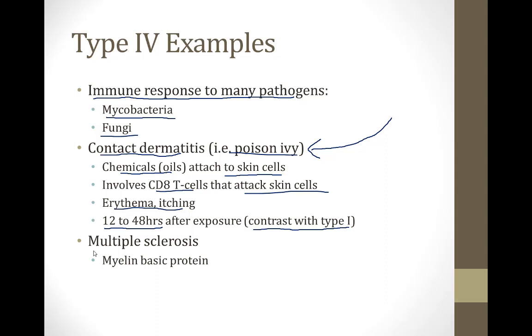Another disorder that's believed to involve type 4 hypersensitivity is multiple sclerosis. The pathogenesis of this disease is poorly understood, but it's believed that type 4 hypersensitivity reactions to myelin-basic protein are one of the mechanisms that lead to demyelination and cause the neurologic symptoms. And that concludes our module on hypersensitivity.